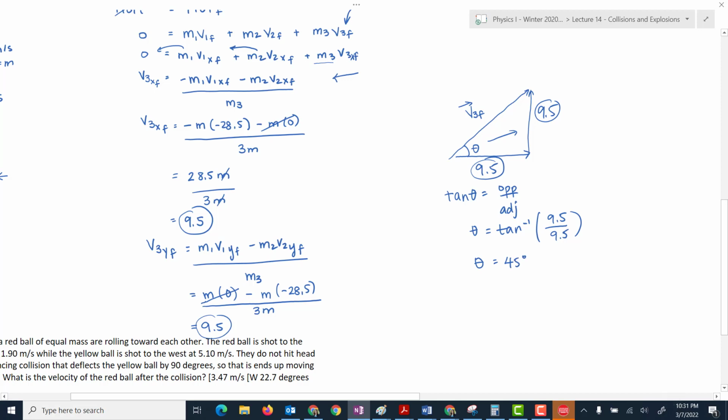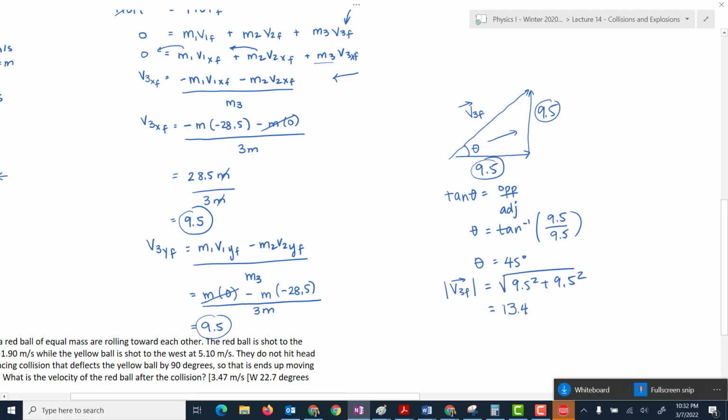And then I can use the Pythagorean theorem to solve for v3 final. I'll find the magnitude first, which is the square root of the other two sides squared. And I'll type that up. I get 9.5 squared plus 9.5 squared, all in a square root sign. It gives me 13.4 meters per second. So now I can say that my v3 final is equal to 13.4 meters per second.